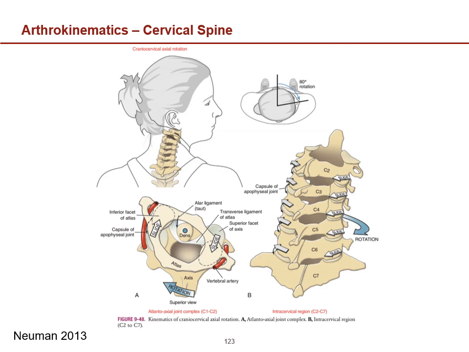When considering C2 through C7, we can see that there's going to be an opposing direction of the slide, similar to the AA joint, so that as you look to your right, the facets on the right side of the cervical spine will slide down and back, while the contralateral facets, the ones on the left side, will slide up and forward.